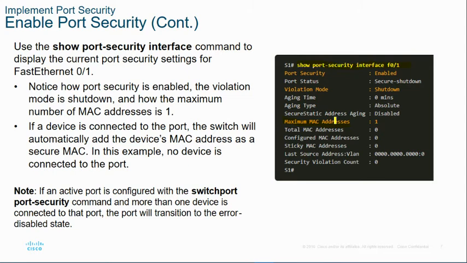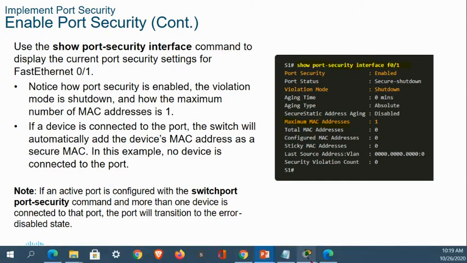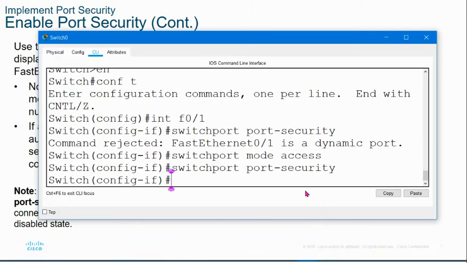If a device is connected to the port, the switch will automatically add the device MAC address as a secure MAC address. In this case, no device is connected, because we have not connected any end device, any PC, to the interface F01. So let us execute this.